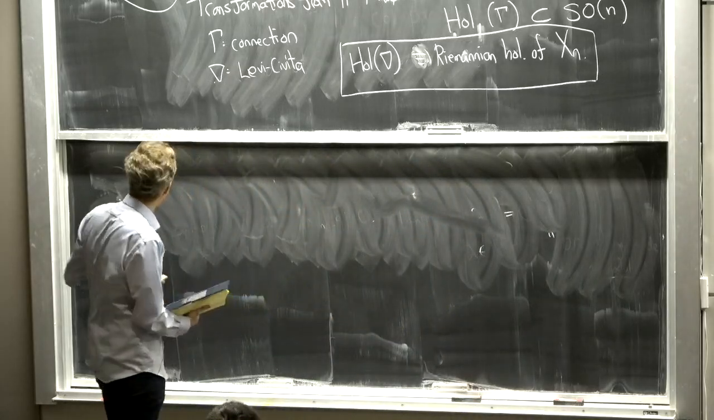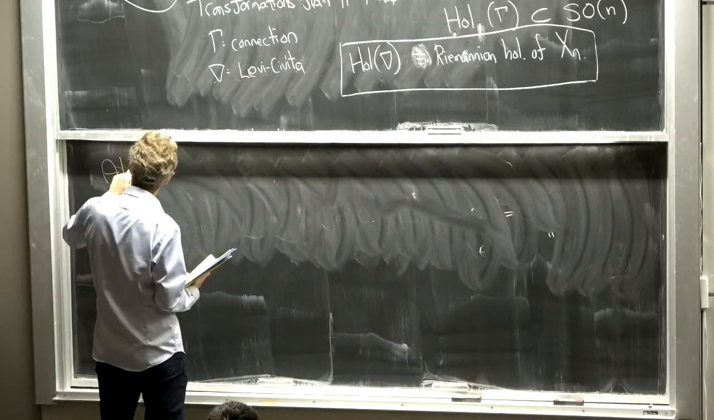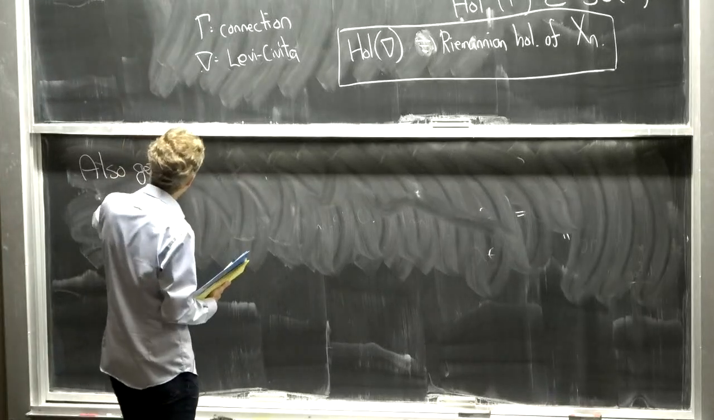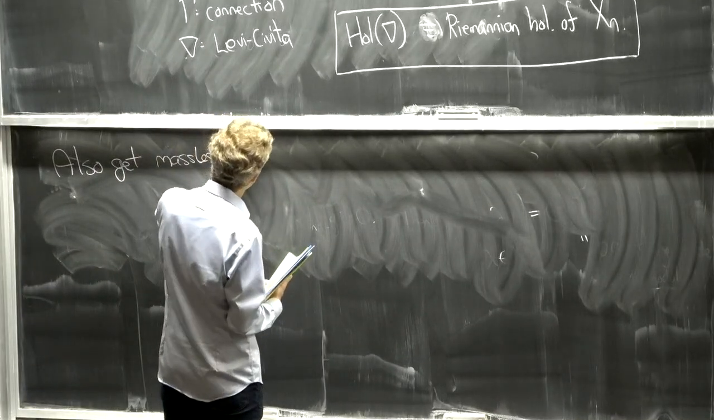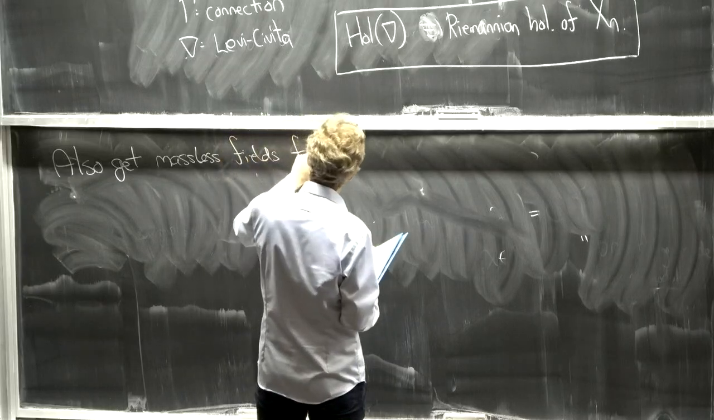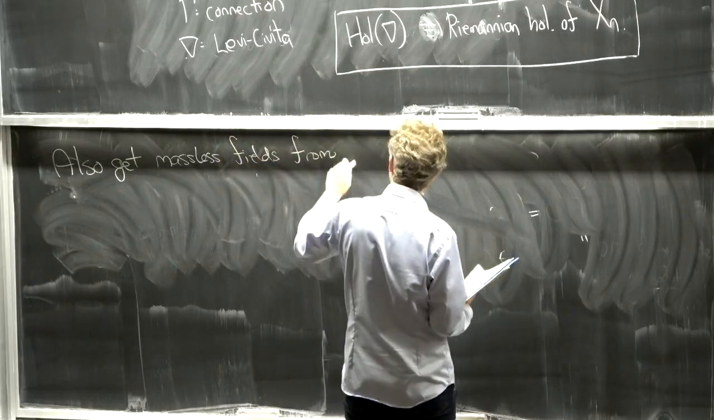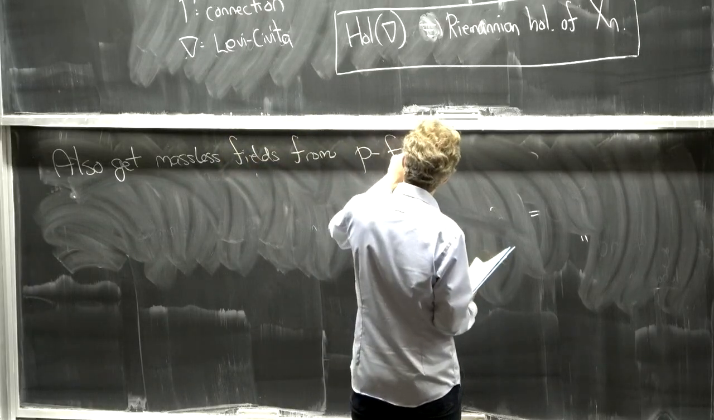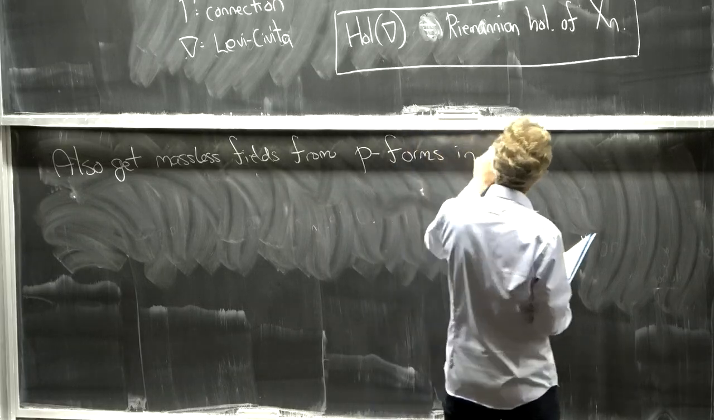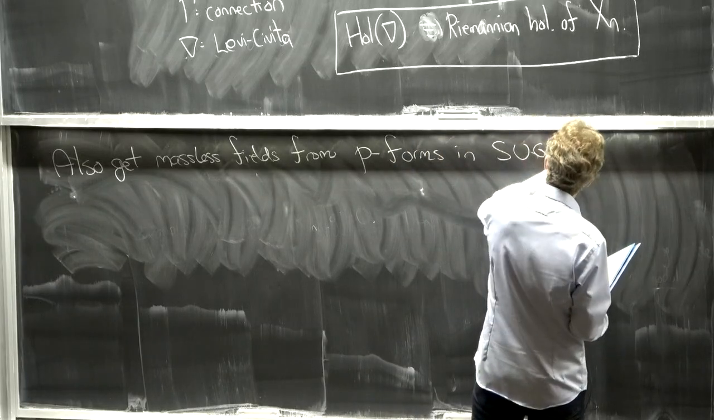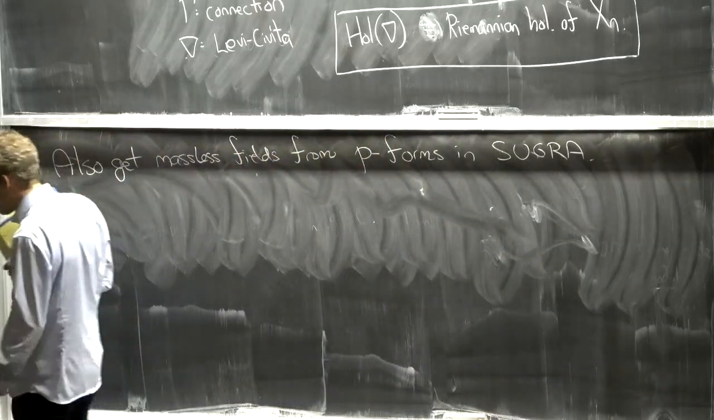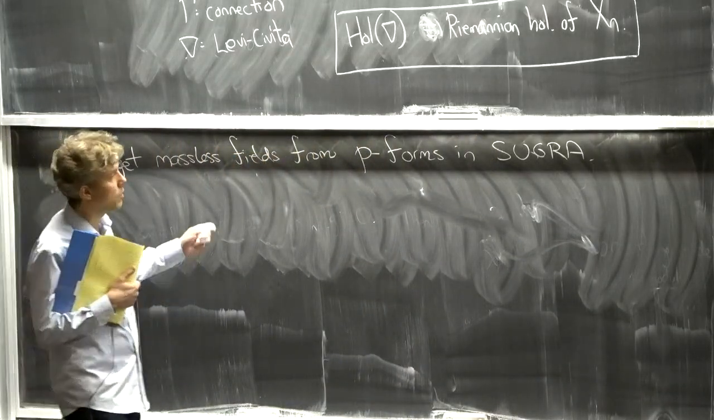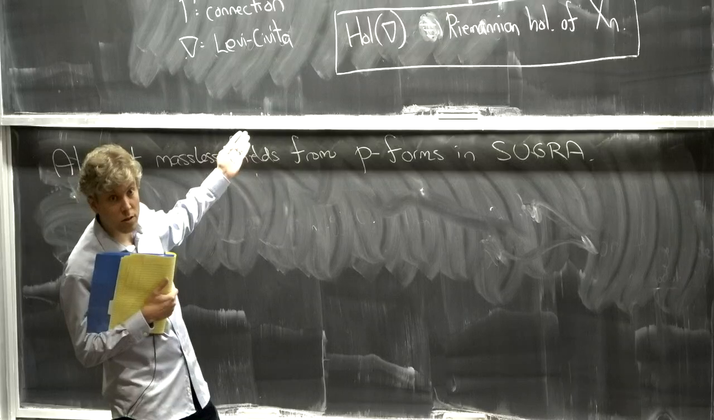Which is that you can also get massless fields from p-forms in the supergravity theory. So let's step back a minute and ask, what is the deal with these moduli? So far we've been talking about them as geometric deformations that leave the Ricci flat.